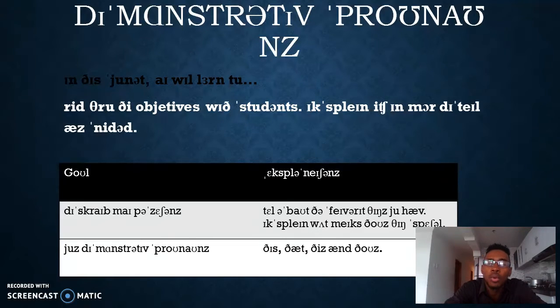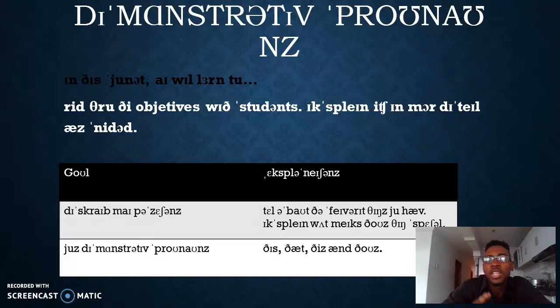So let's begin with demonstrative pronouns. Demonstrative pronouns are used when we want to show someone what we are emphasizing or what we are talking about. In this unit, I will learn to listen to this. Read through the objective with students, and explain each in more detail as needed. I have two goals and two explanations. The first goal is to describe my possessions, and when I say my possessions, I mean my things.